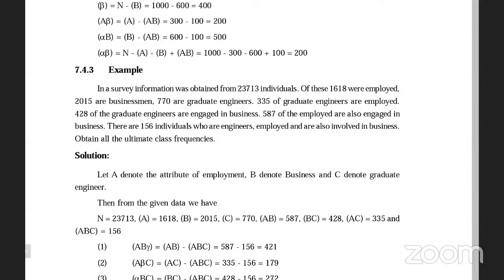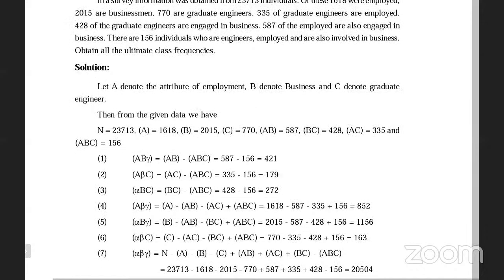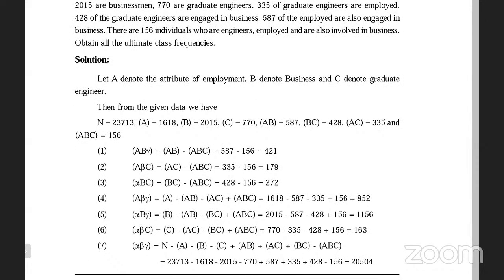AB gamma, I am going to identify; these are the ultimate frequencies I am calculating. AB gamma is equal to AB minus ABC, so that 587 minus 156 equal to 431. A beta C, I want A beta C equal to AC minus ABC. That's it.